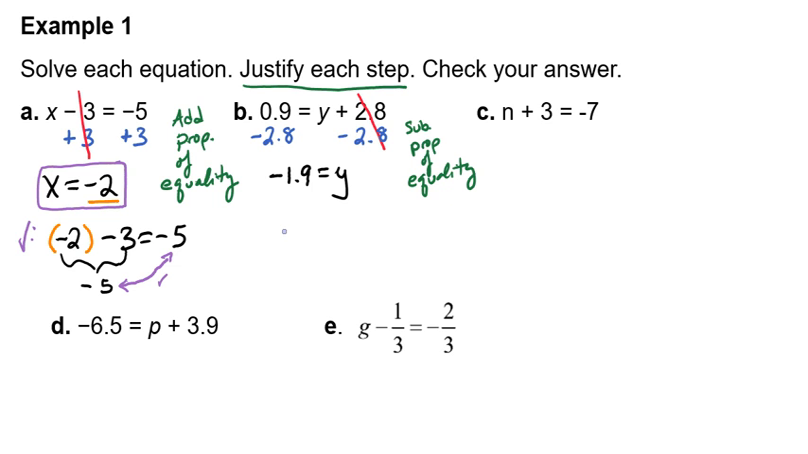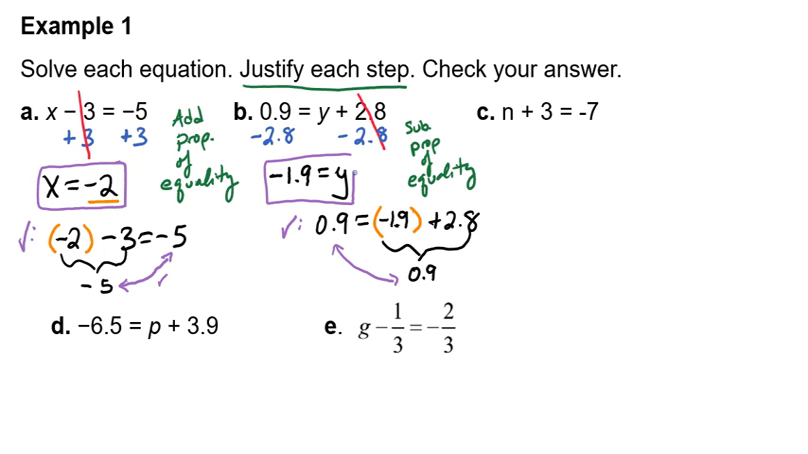And now we're ready to check our answer. So we're going to be replacing the y of our equation with our negative 1.9. So we'll plug that in, and then we'll look over here on our right side, and if we take negative 1.9 and we add that with 2.8, we're going to get 0.9 as our solution. And we see that those match, and so negative 1.9 is our solution for y.